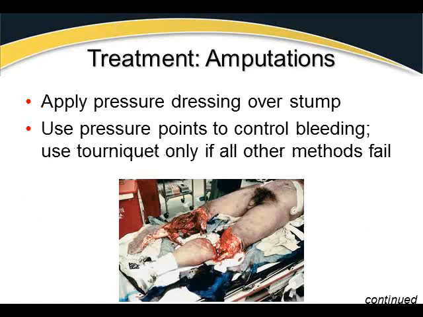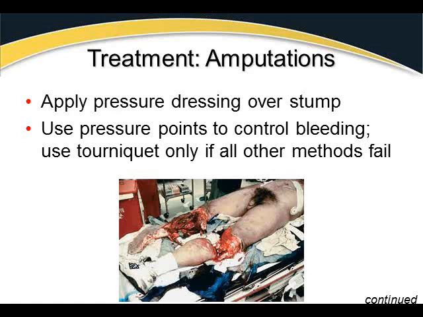Amputation. This is applied pressure dressing over the stump. This poor guy here has actually got 2 amputations. Yeah, so a full amputation on the right leg there and an incomplete amputation on the left leg. As we can see, that's not the normal position for that shoe to be in. We're going to apply direct pressure and pressure dressings over the stump. We may have to use a tourniquet.